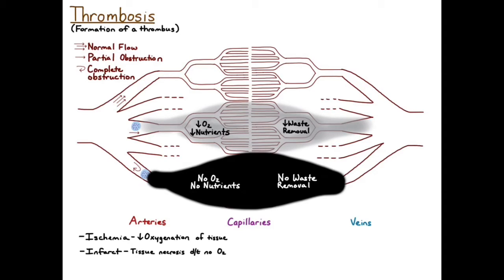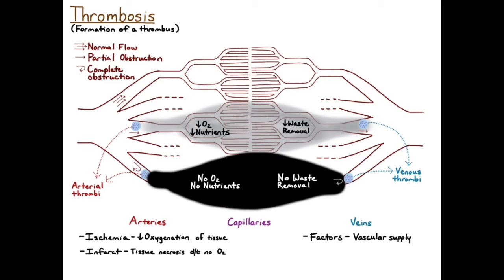Now, thrombi can occur within arteries, and when it does, we call them arterial thrombi, or they can occur within veins, and when that occurs, we call them venous thrombi. There are various factors that dictate how severe the ischemia will be, or if an infarct develops, and one of those factors is the vascular supply of the tissue.